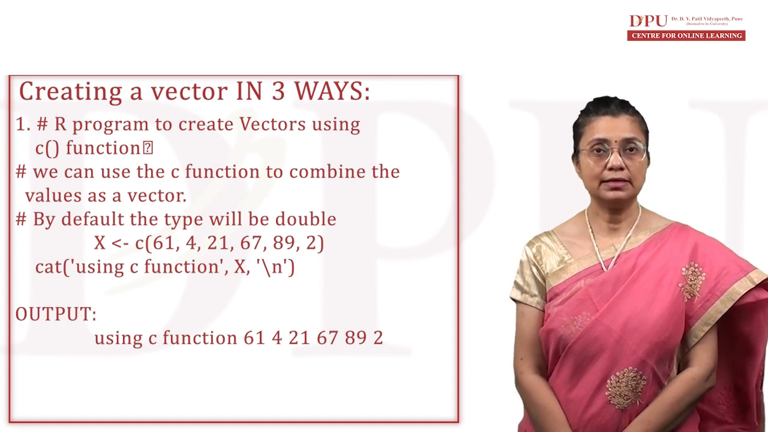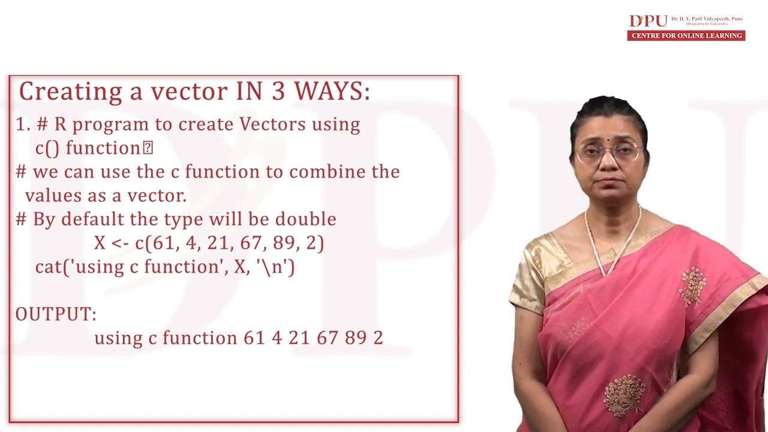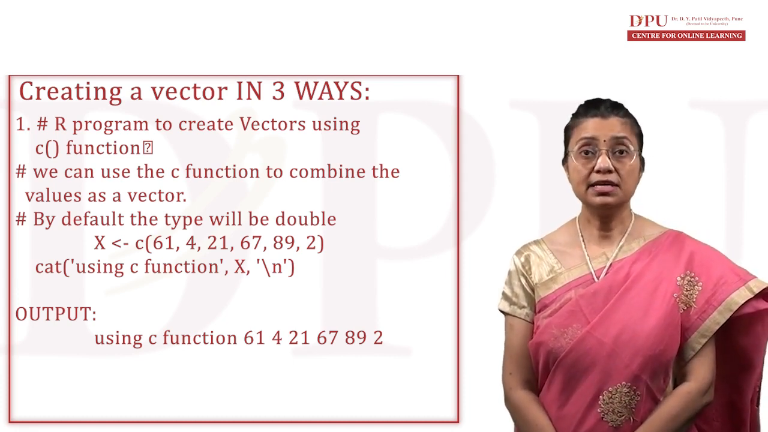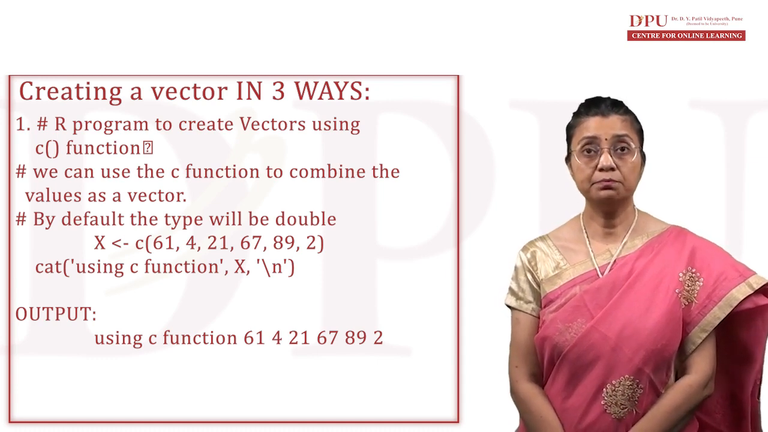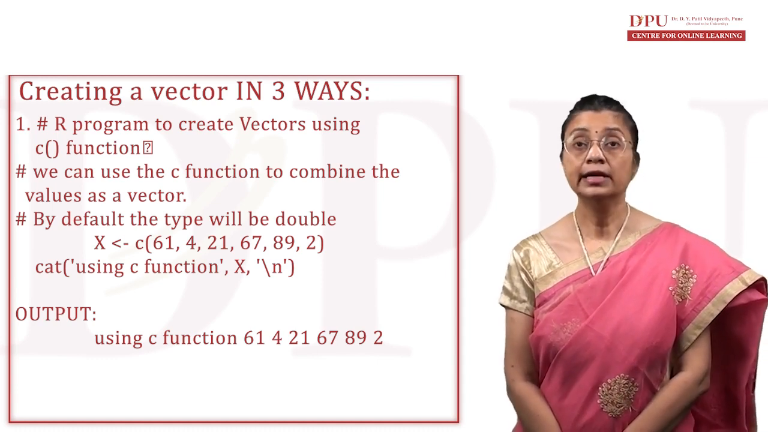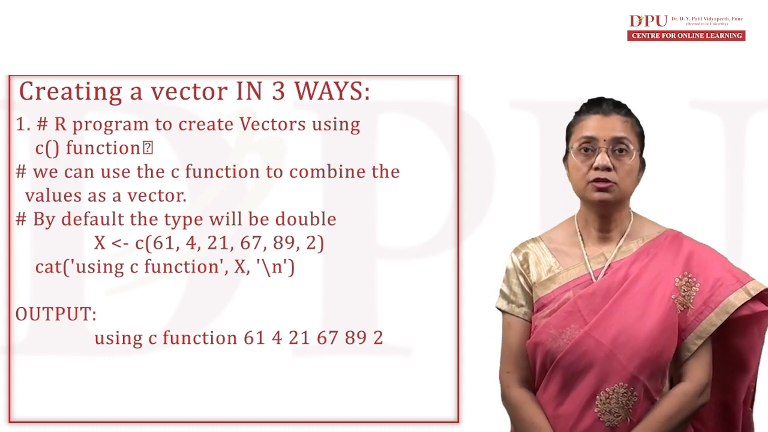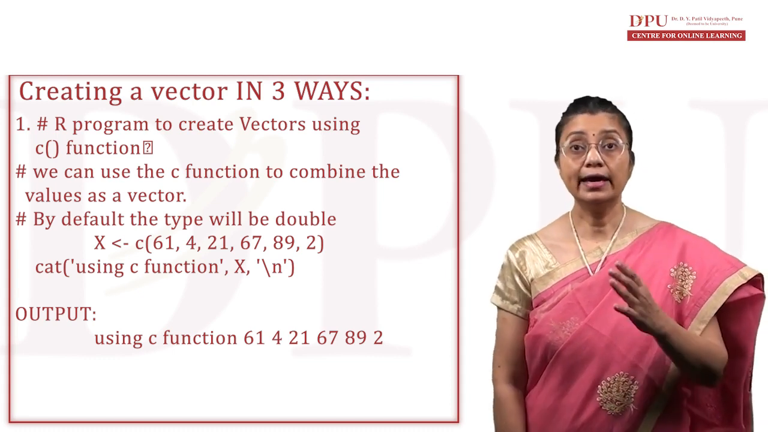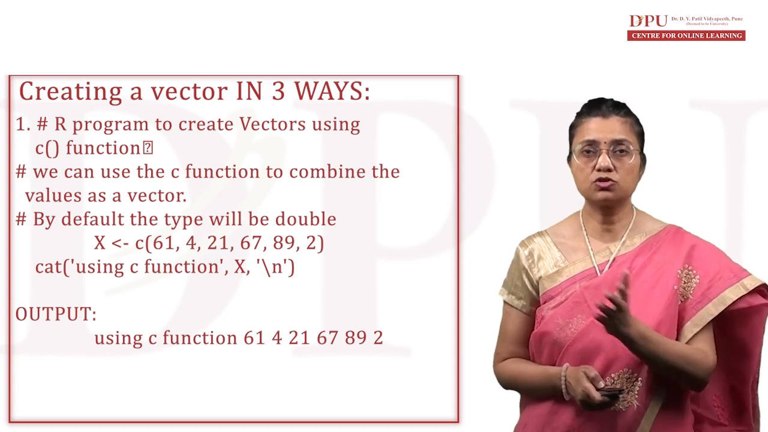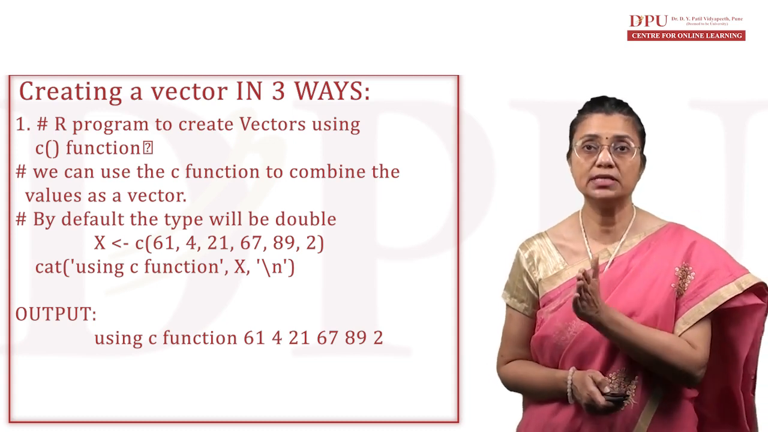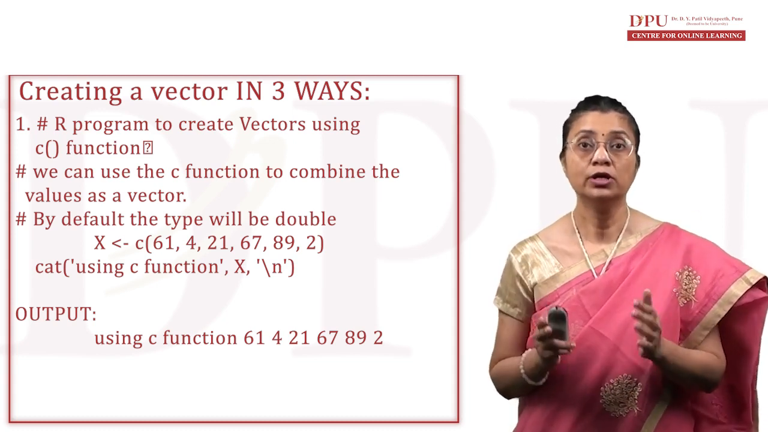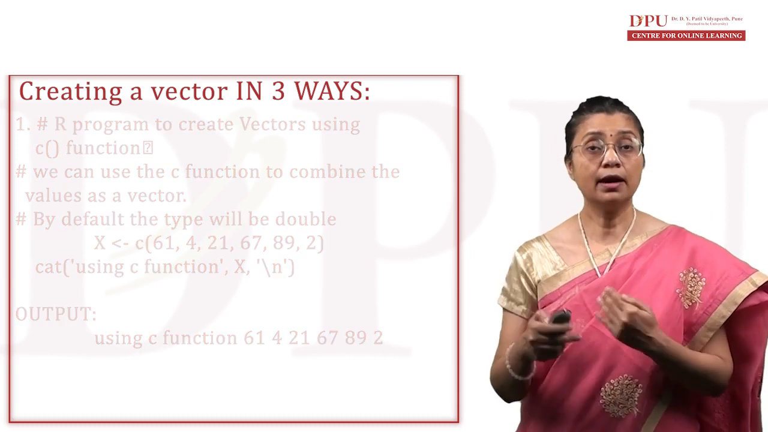Now you can see I'm using the cat function. I'm printing using the cat function, with a caption that I'm displaying, and then followed by the value of x. So you can see that the x is replaced with the list of values, which is 61, 4, 21, 67, 89 and 2. And then a new line, which means come to the next line.